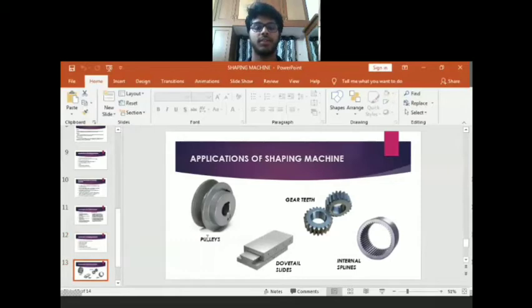These images depict the keyways in the pulleys, dovetail slides, gear teeth and internal splines. From these images, we can see that the cutting operation can be done at any angle or in any stroke and in different types of shapes. I have some more videos for you for a clear understanding of the principle of the shaping machine.